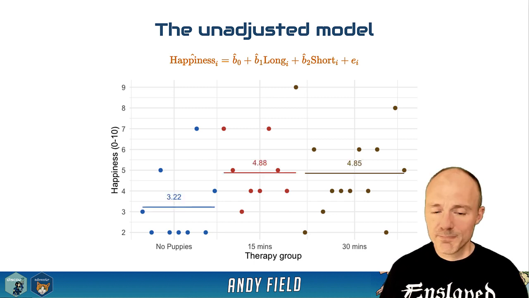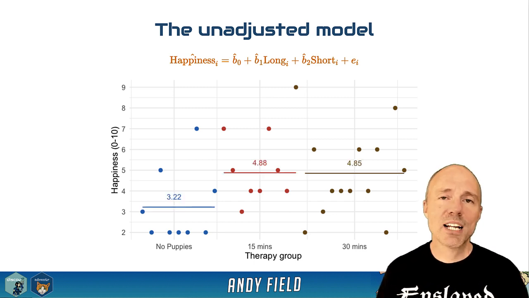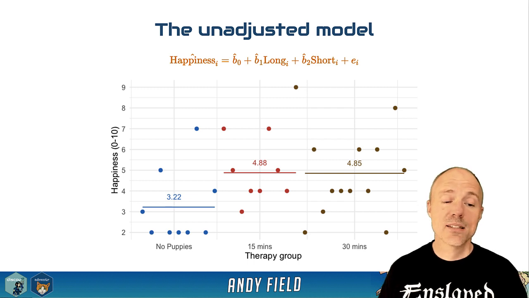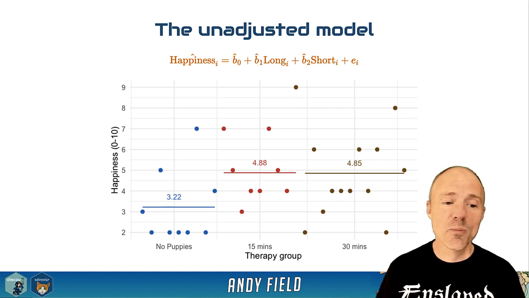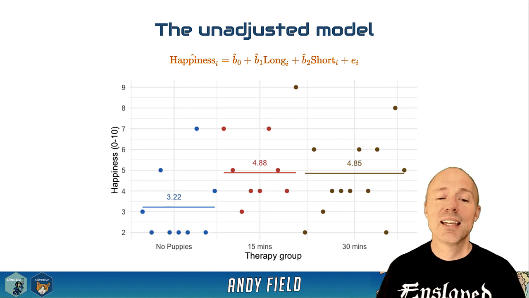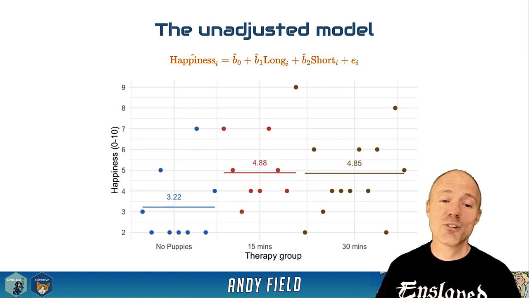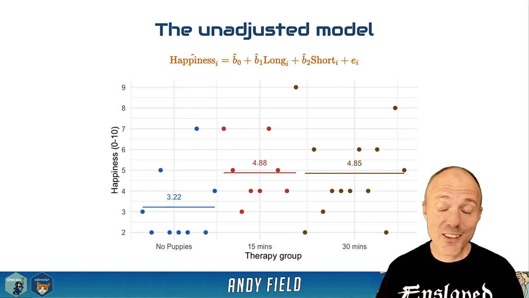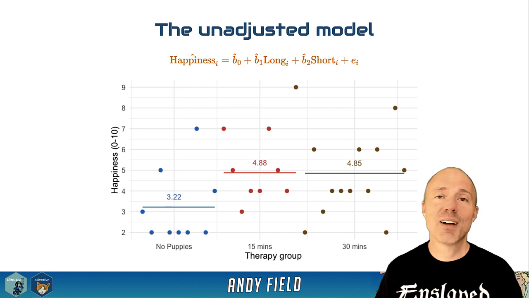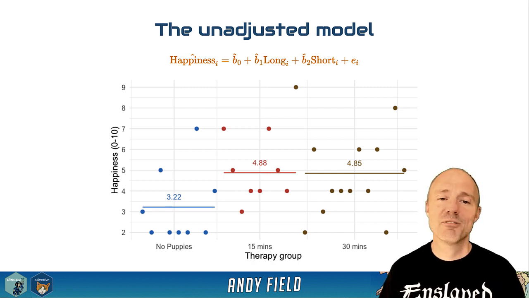Now in our model, our predicted values are the raw group means. So the predicted value if you're in the no puppy group is 3.22. If you're in the 15-minute puppy therapy group, it's 4.88. If you're in the 30-minute group, your predicted value from the model is 4.85.